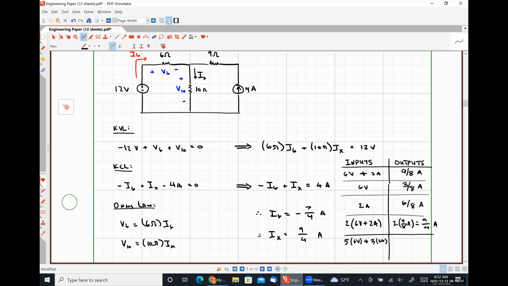So when we had the 6-volt source on by itself, we got 3/8 of an amp. So if we scale that 6-volt source by a factor of 5, that 3/8 should also scale by a factor of 5, giving us 15/8. When the 2-amp source was on by itself, we got an output of 6/8 of an amp. If we scale the 2-amp source by a factor of 3, then we should get 3 times as much output. So 6/8 times 3 is 18/8.